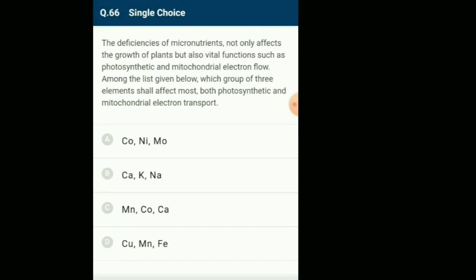Manganese is absorbed by the plants when it is in bivalent form. Manganese participates in the photolysis of water in the pigment system during photosynthesis, and thus it helps in the electron transport from water to chlorophyll. Copper is absorbed on the clay particles as divalent cations. It is a constituent of plastocyanin which takes part in electron transport during photosynthetic phosphorylation. So the answer for this question is option D, copper, manganese and ferrous.